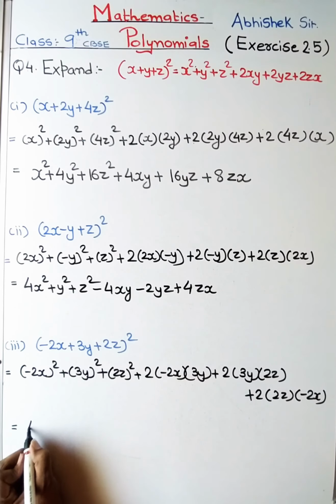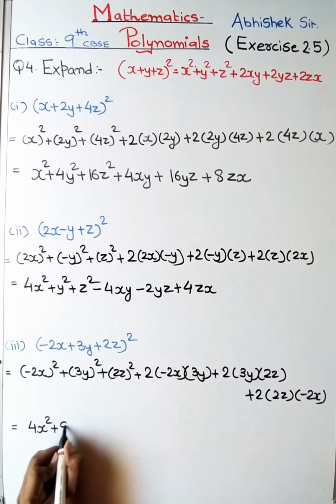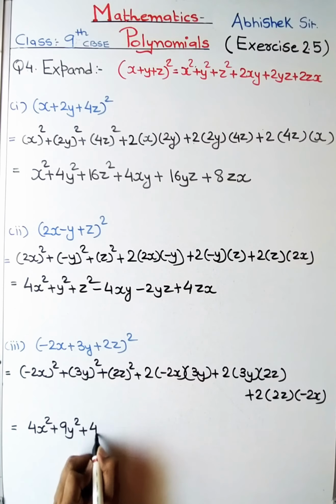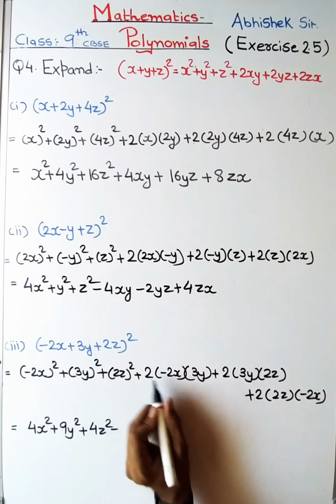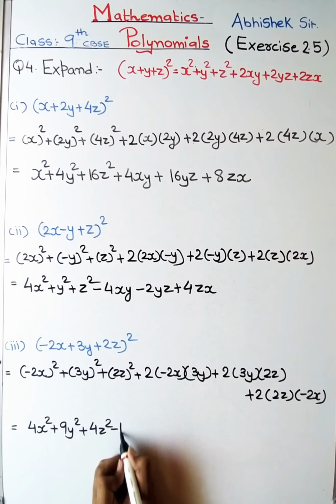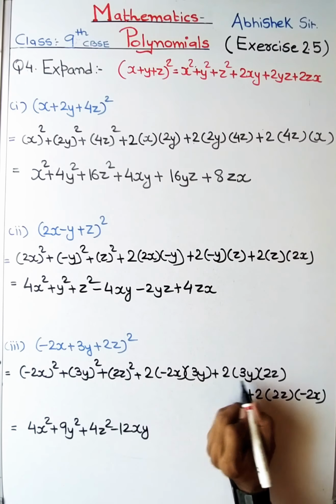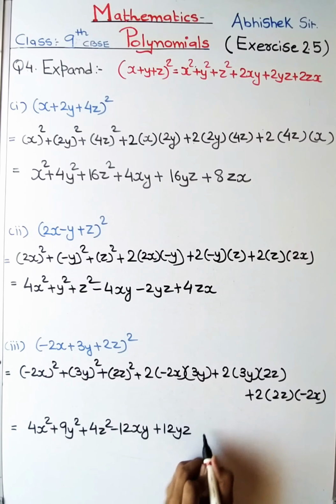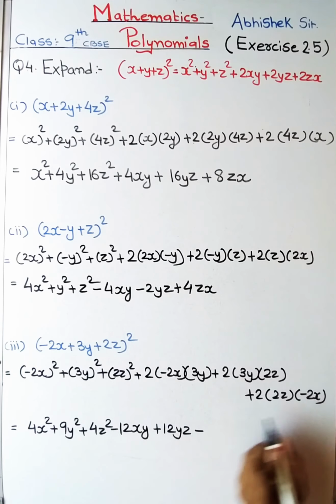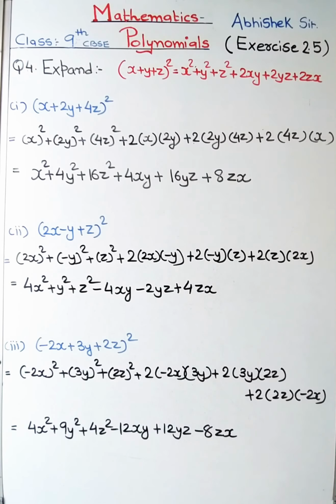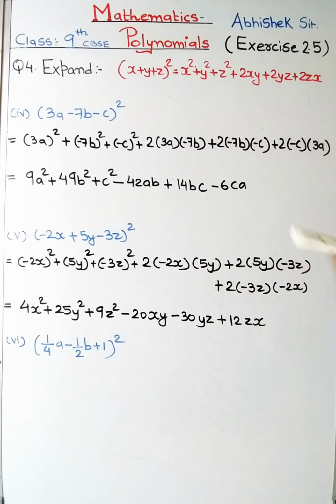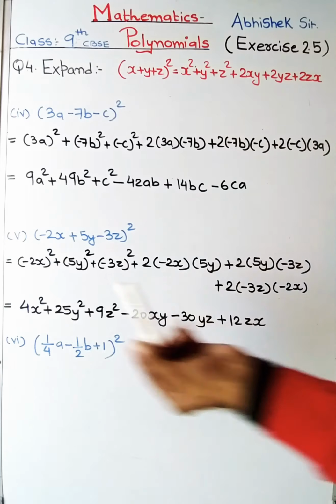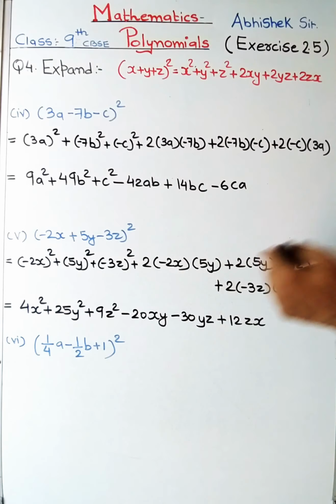Solution of this will be plus 4x square plus 9y square plus 4z square minus 2 2s are 4, 3s are 12 xy plus 2 3s are 6, 2s are 12 yz minus 2 4s are 8 zx. Clear? Moving on to the fourth one. The fourth question is 3a minus 7b minus c whole square, and the fifth question is minus 2x plus 5y minus 3z whole square. Now I have done the solution part.